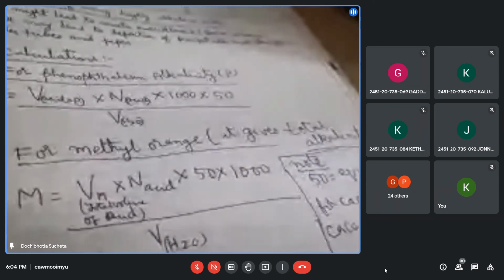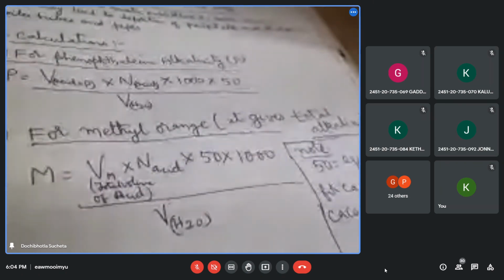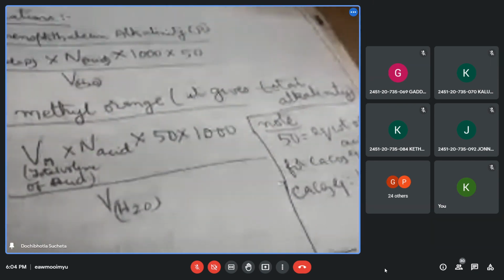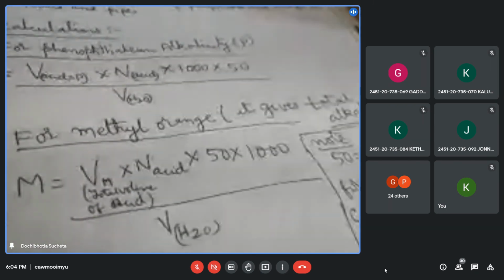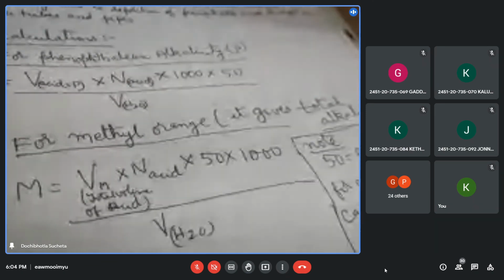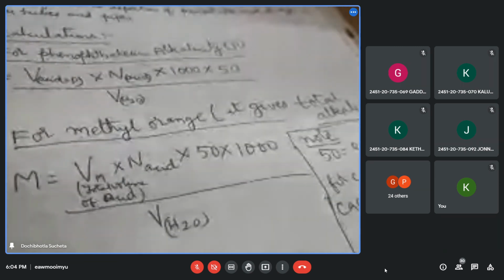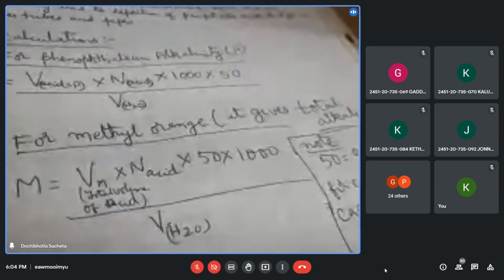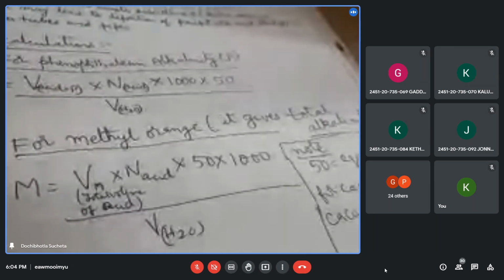Drawbacks of highly alkaline water, important. Most of the notes don't give this. First one, causes boiler corrosion, called caustic embrittlement.